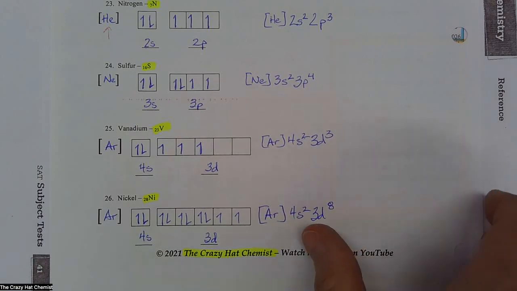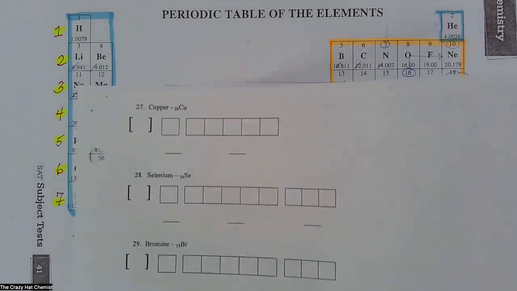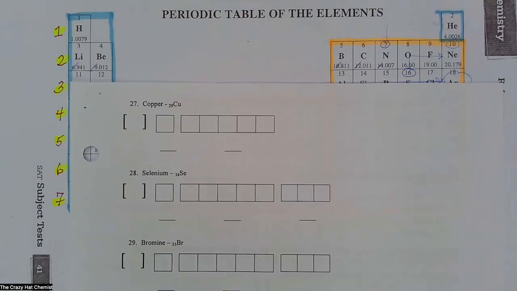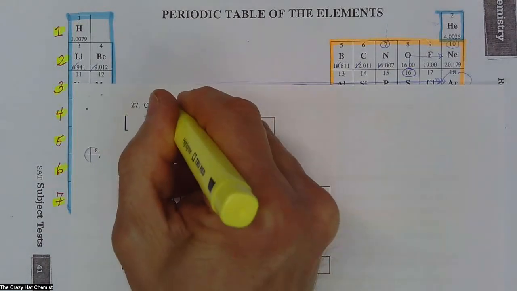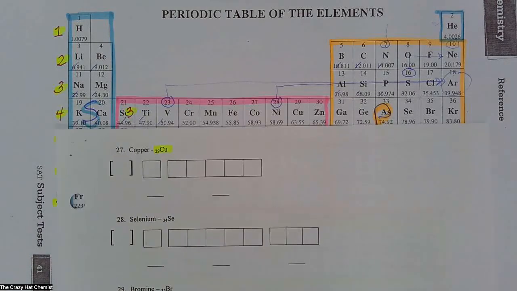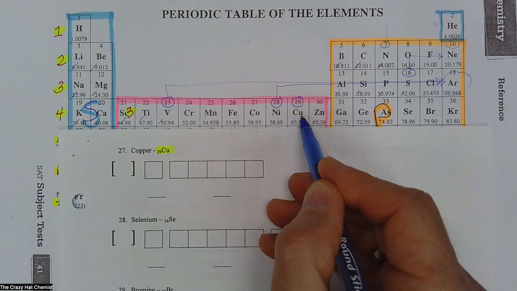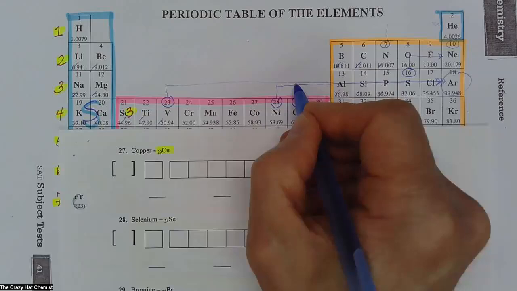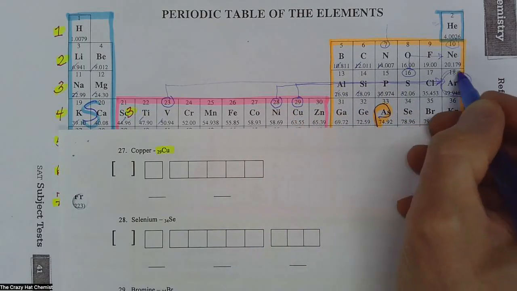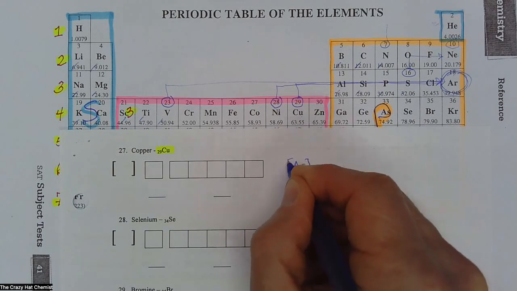So the next number that we are going to do is number 27, which is right here. This is going to be the element copper, Cu, element number 29. So let's find number 29. Here's number 29. It's just one away from nickel. So I'm going to go up one period and slam it to the far right to find the noble gas that I'm interested in, and that is argon. That's going to be in brackets.